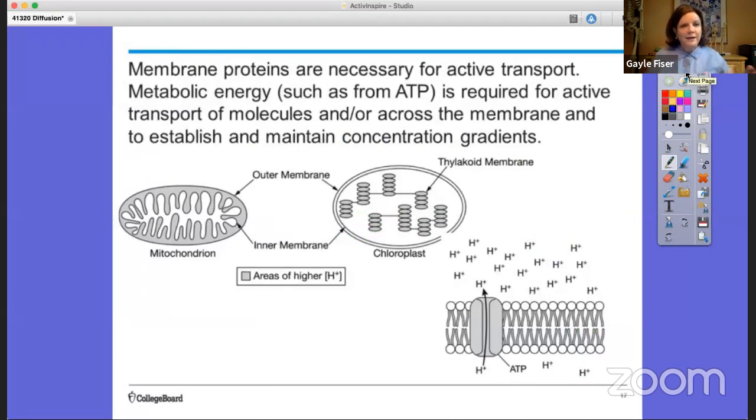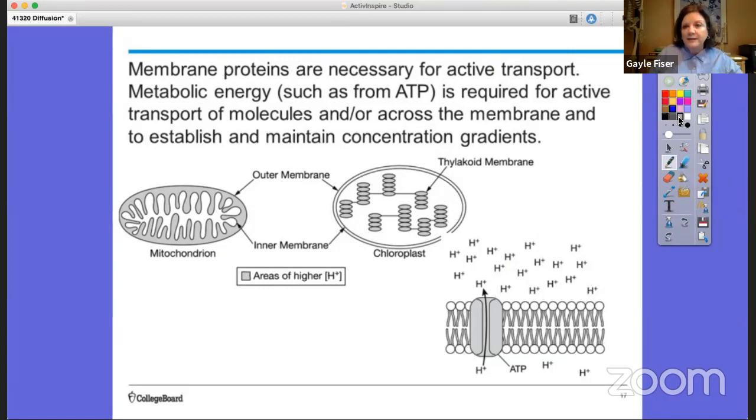All right, I think I've showed this image so much, and it's going to continue on because we're going to be going into photosynthesis and cellular respiration for the next few days. So just at least you know this diagram. All right. Membrane proteins are necessary for active transport. Metabolic energy, such as from ATP, is required for active transport of molecules across the membrane and to establish and maintain concentration gradients.